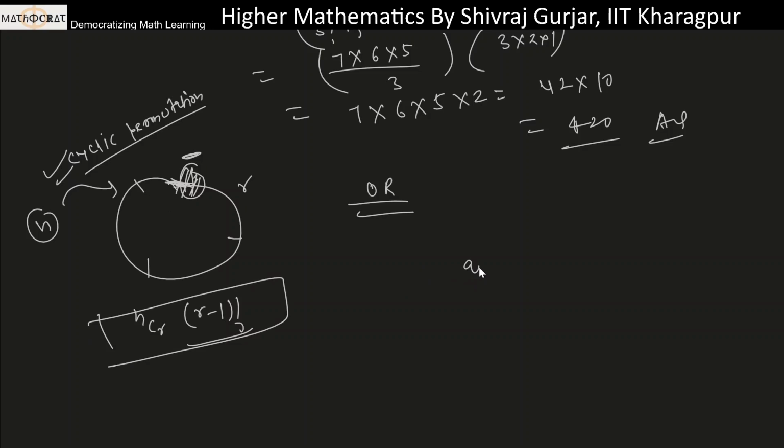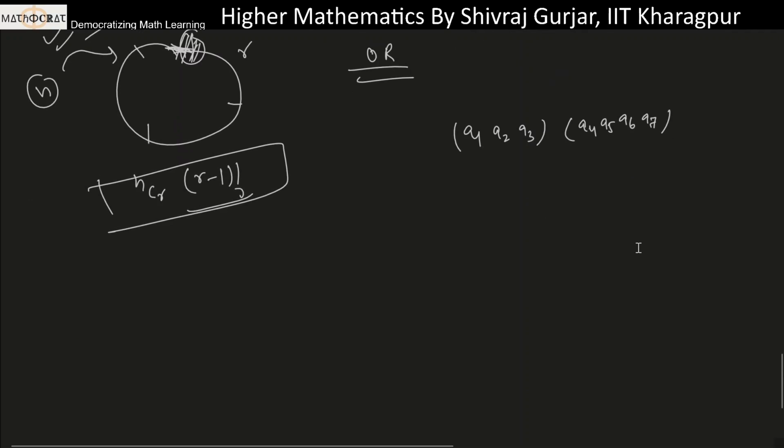So in this case, the scenario was that A1, A2, A3 was one cycle, and the other was A4, A5, A6 and A7. So these were the 2 disjoint cycles, right? In this case, out of 7 we take 3, and because this is a cyclic permutation, we arrange these in 3 minus 1 factorial ways, right?